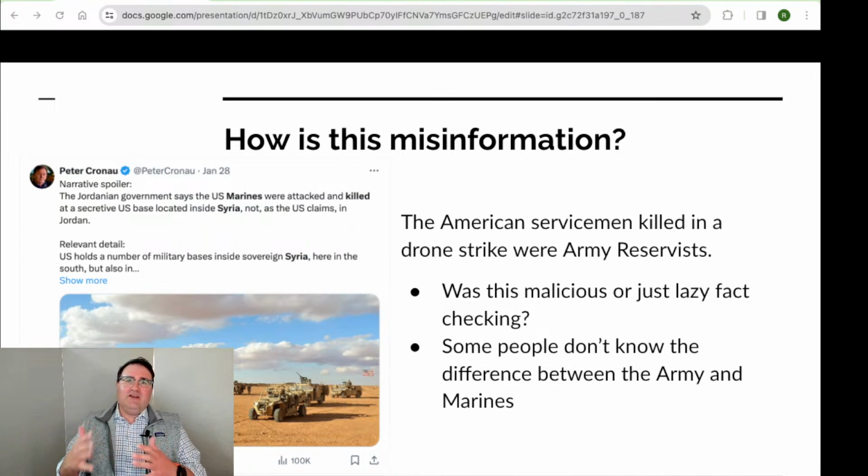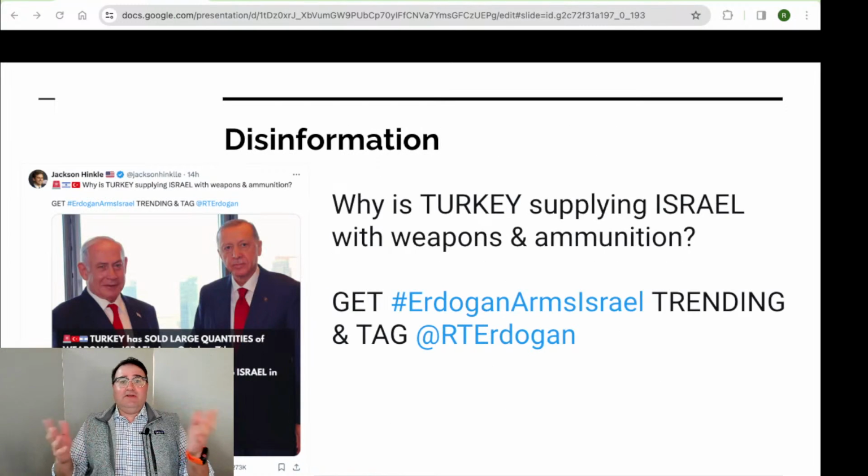Most people don't really know the difference between the Army and the Marines, so it's easy to see someone in uniform and think, oh, they're Marines, just because that's what pops into your head. So I don't think this person was intentionally being misleading, but this is an example of misinformation. This person just got the facts wrong. So let's talk about disinformation.